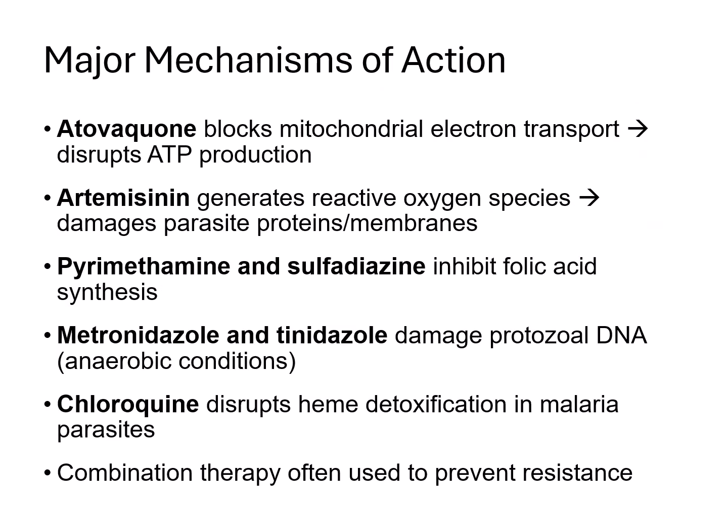And here is a list of some examples of antiprotozoan drugs we have and their major mechanisms of action. So atovaquone blocks mitochondrial electron transport and thus stops ATP production. We also have artemisinin. This generates reactive oxygen species when it's activated by heme, and that will damage parasite proteins and the membrane of the protozoan.